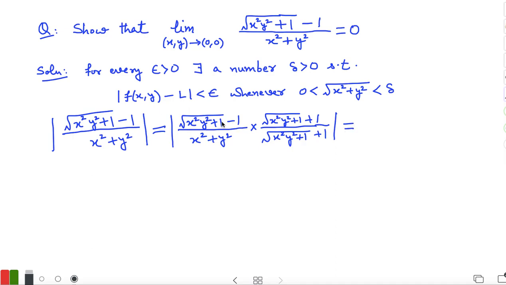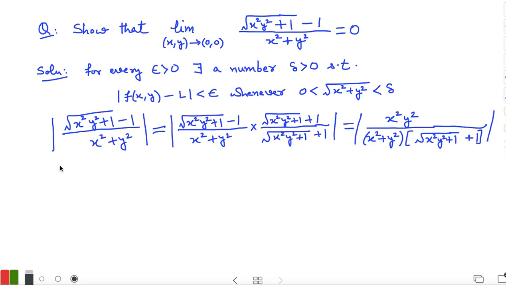So in the numerator we have a minus b into a plus b type, so we have a squared minus b squared, so the numerator can be simplified as x squared into y squared, and in the denominator we have x squared plus y squared into square root of x squared y squared plus 1, plus 1, this modulus.